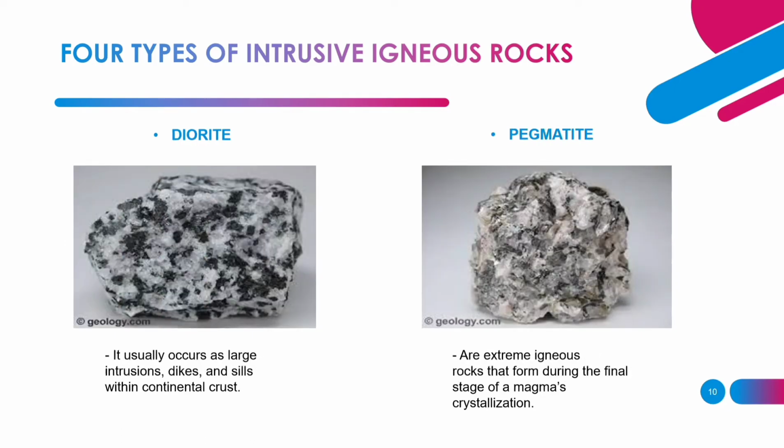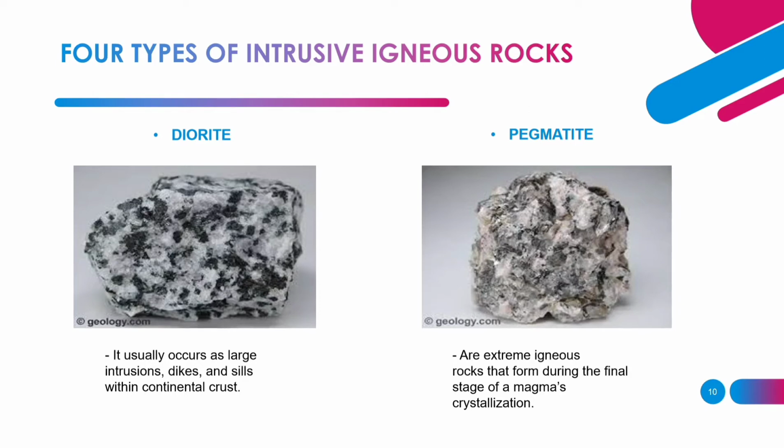Third is diorite. It usually occurs as large intrusions, dikes, and sills within continental crust. Diorite is a medium to coarse-grained intrusive igneous rock that often forms above a convergent plate boundary where an oceanic plate subducts beneath a continental plate. Lastly, pegmatites are extreme igneous rocks that form during the final stage of a magma's crystallization.